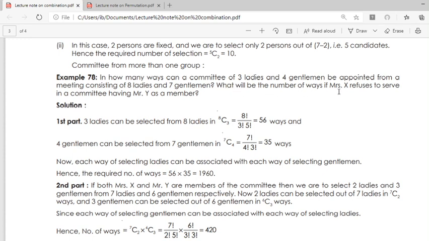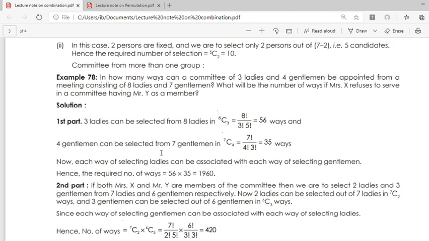What will be the number of ways if Mrs. S refuses to serve in the committee, having Mr. Y as a member? The first part is, in how many ways can you get a committee of 3 ladies from 8 ladies? That will be 8 combination 3, which is 56.